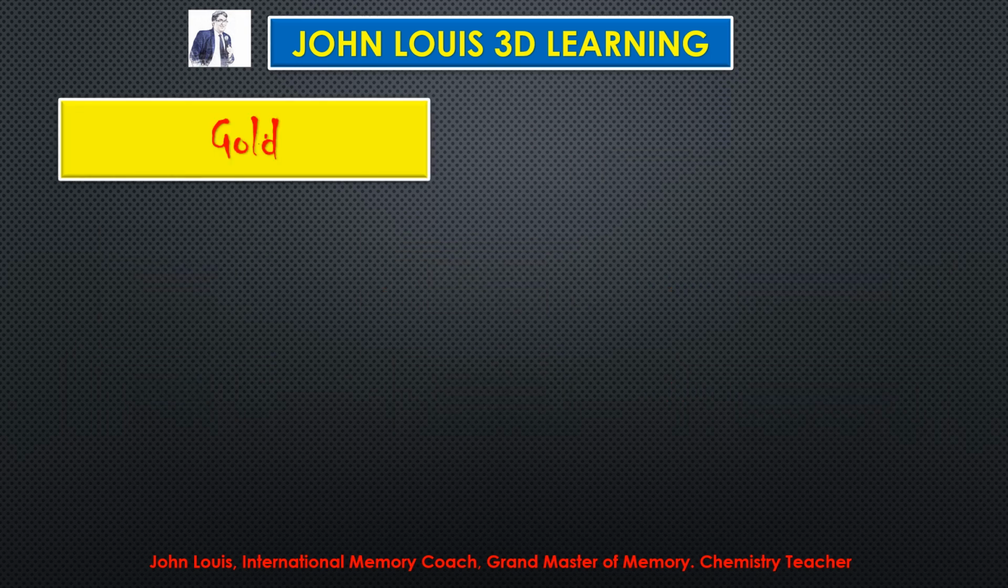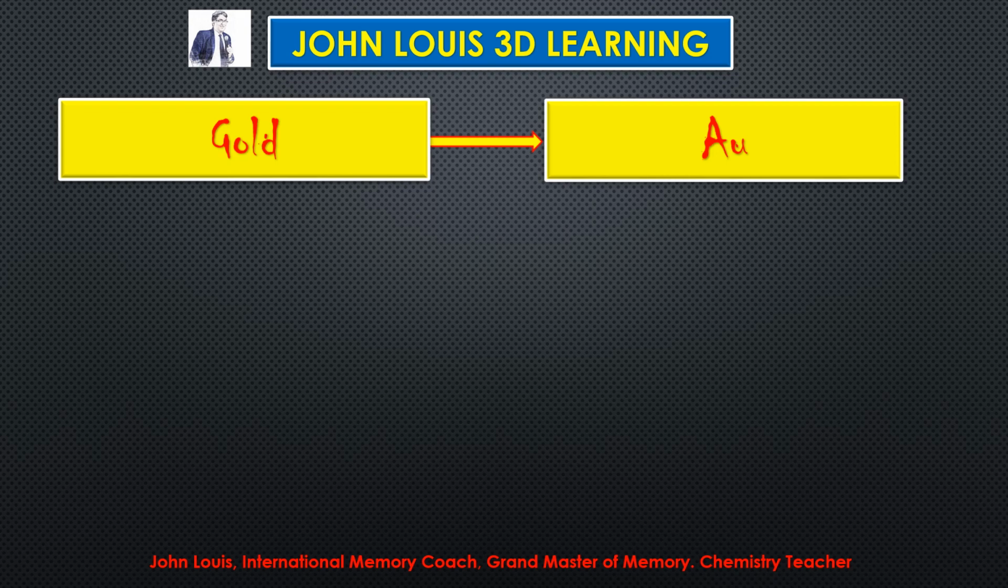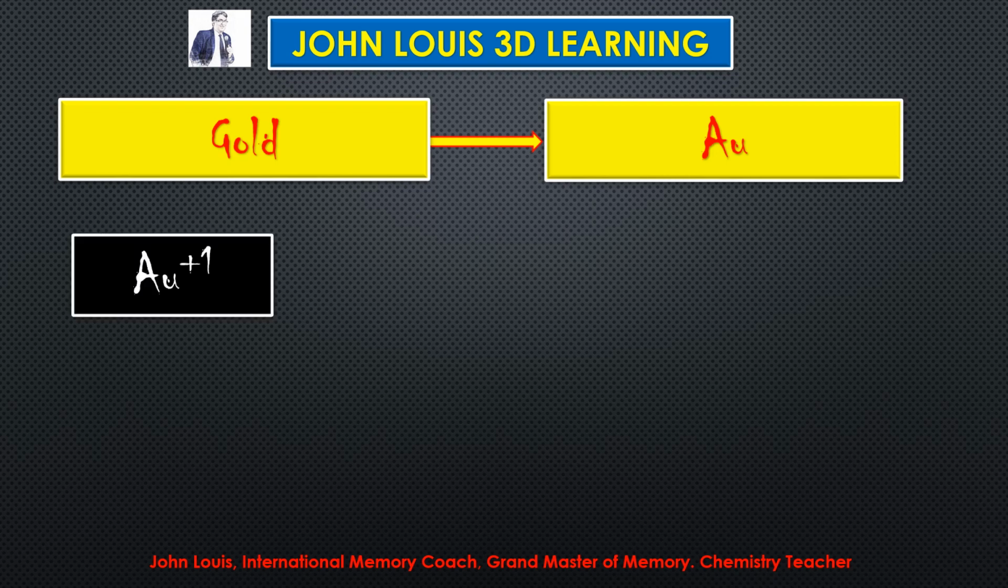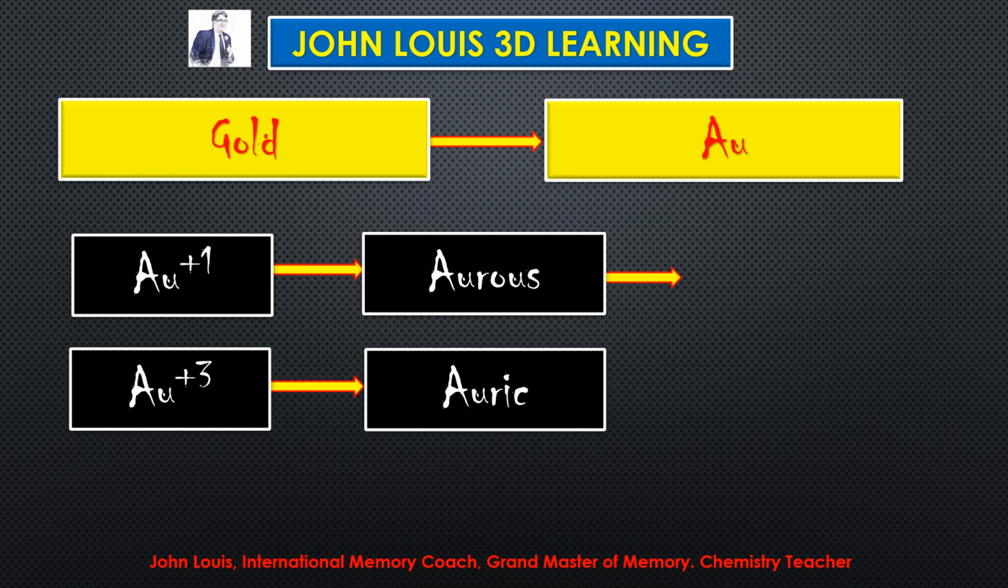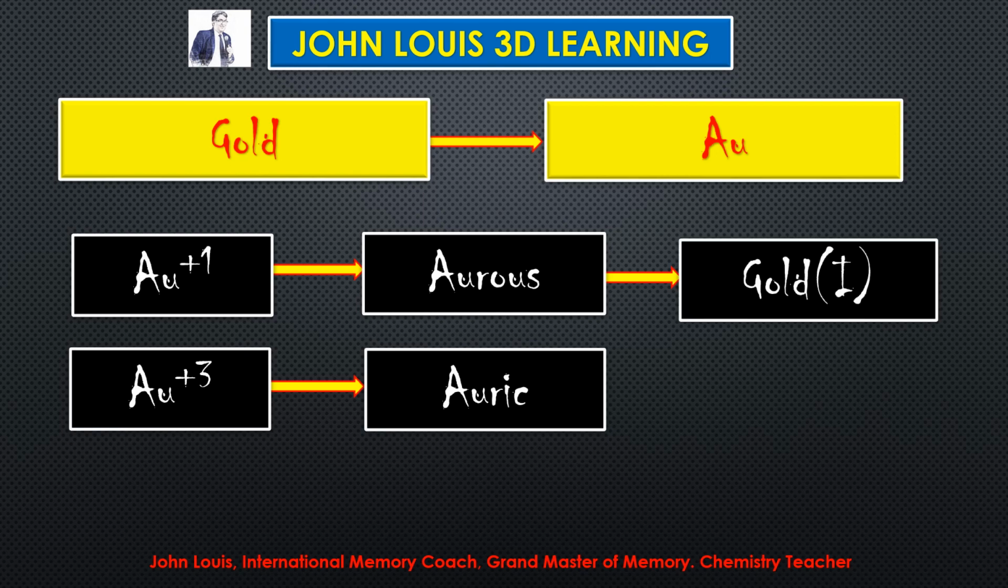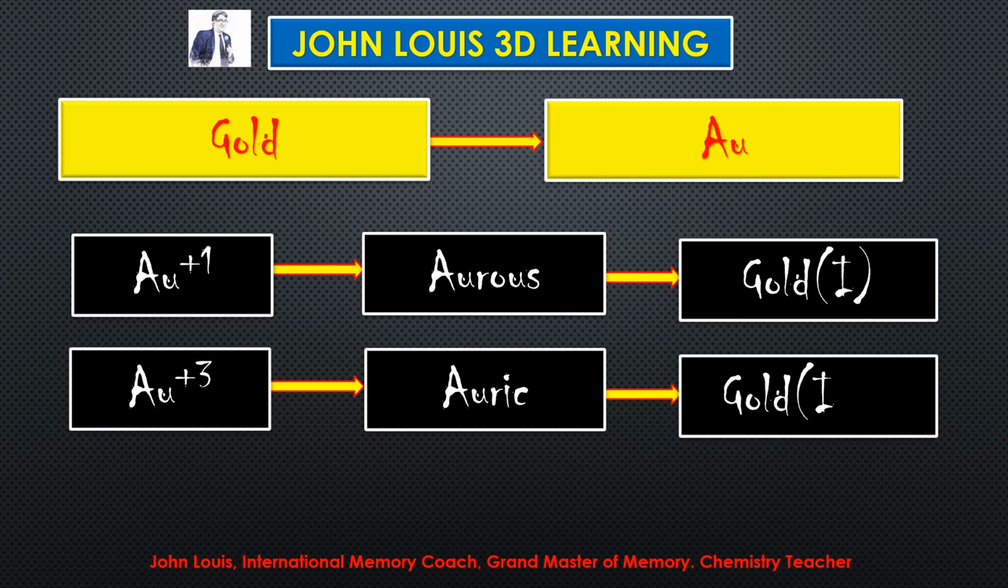The next ion having variable valency is gold. Symbol is Au, derived from the Latin name aurum. If the charge is plus 1, it is aurous. If the charge is plus 3, it is auric. How can you mention aurous in the modern system? Gold 1, and auric can be mentioned as gold 3.